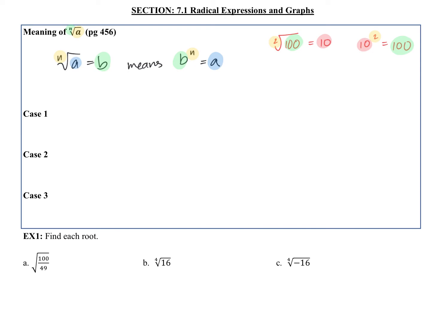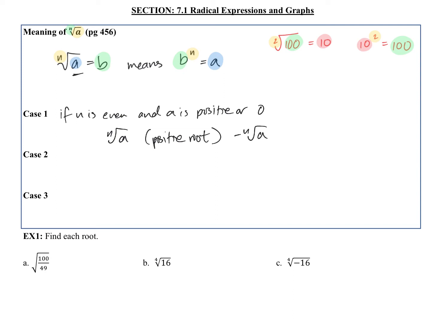Okay, so we have a few different cases we're looking at. Case 1: if n is even and a is positive or 0, so the item inside is positive or 0, then the nth root of a represents the principal nth root of a, which is the positive root, and the negative nth root of a is once again the negative of the positive root.